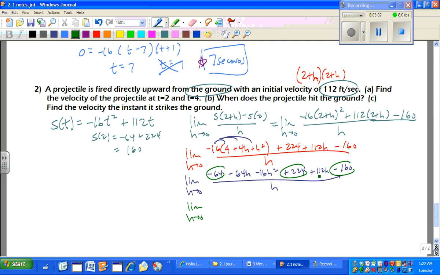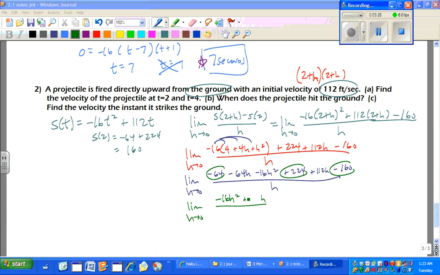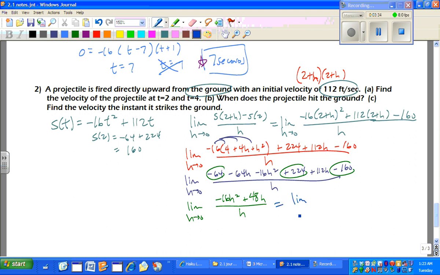We can combine these like terms, and we've got negative 16h squared plus 64h. Well, actually, not 64h, sorry. Negative 64 plus 112. So we get plus 48h, all over h. So now we can take an h out of the top. Actually, we could take out negative 16h times h plus 3, all over h.